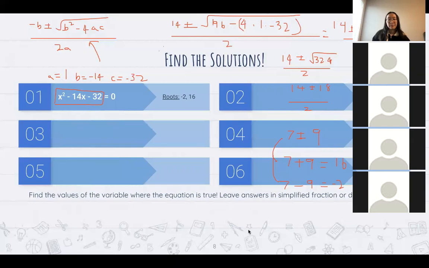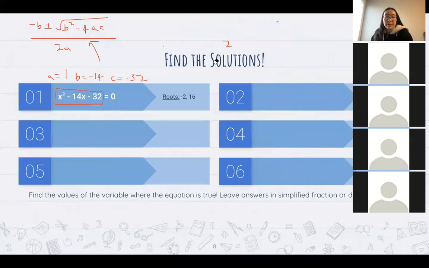Okay. So this works, it just takes a long time, and it's easy to mess up your negatives like we did. So this would be something probably better to use the box method on. But it is also really good to know the quadratic equation. So we're going to do a bit more practice.